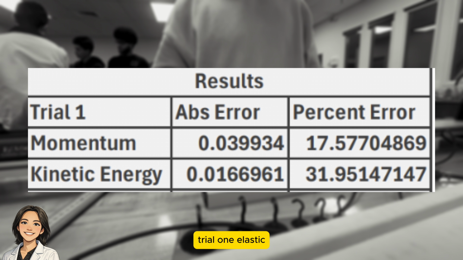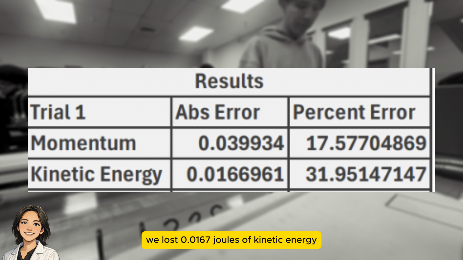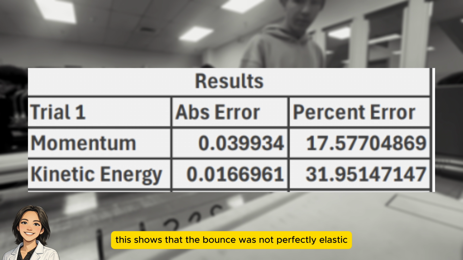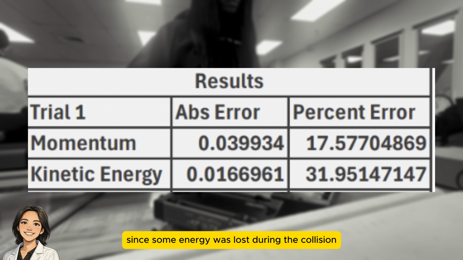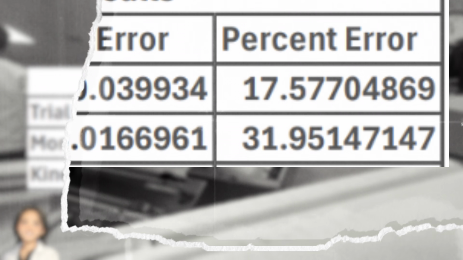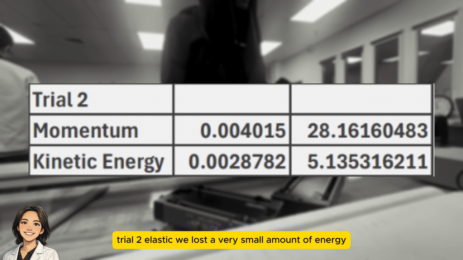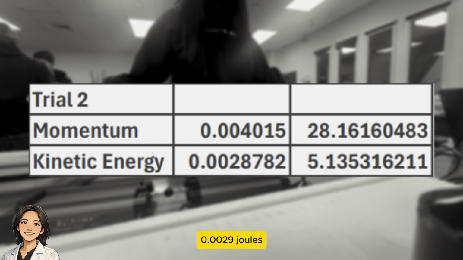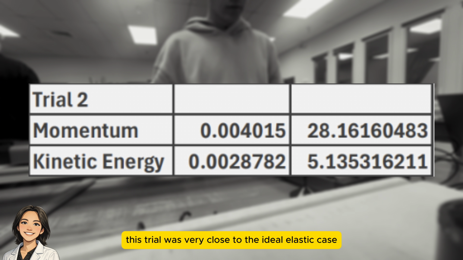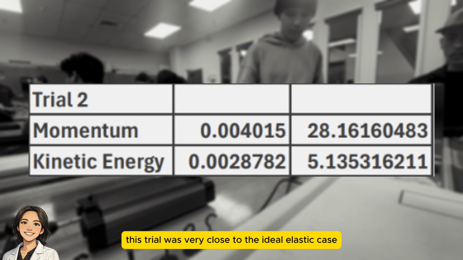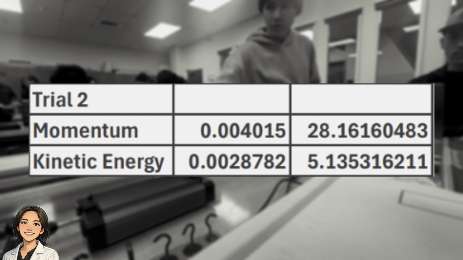Trial 1, elastic, we lost 0.0167 joules of kinetic energy. This shows that the bounce was not perfectly elastic since some energy was lost during the collision. Trial 2, elastic, we lost a very small amount of energy, 0.0029 joules. This trial was very close to the ideal elastic case, where kinetic energy should be conserved.